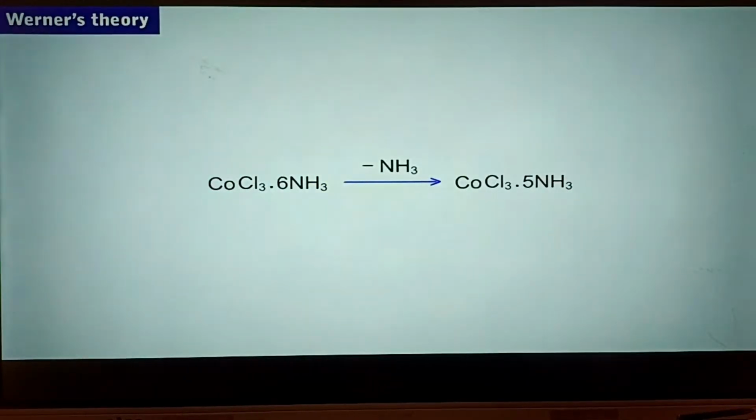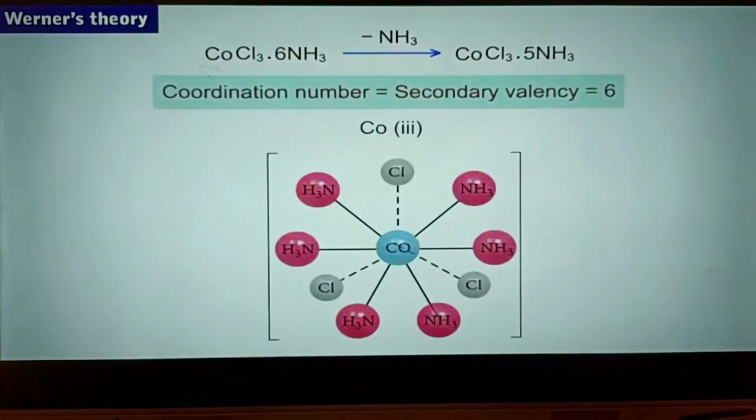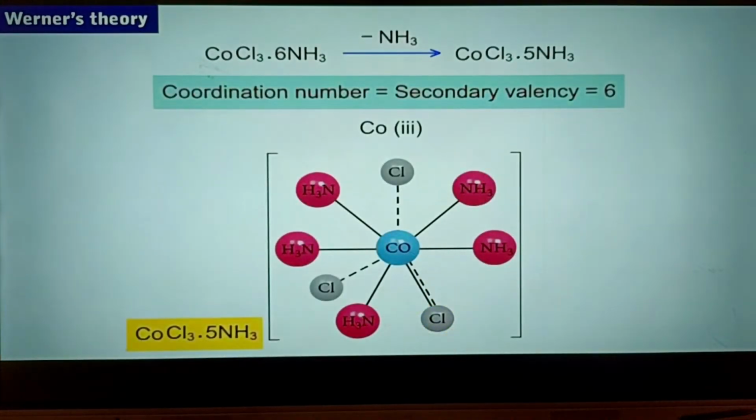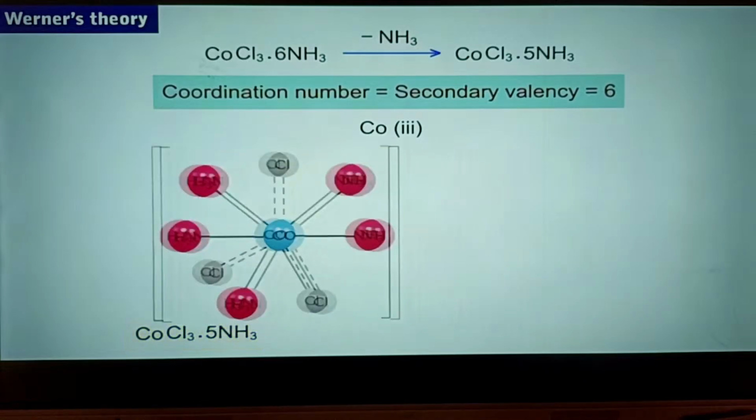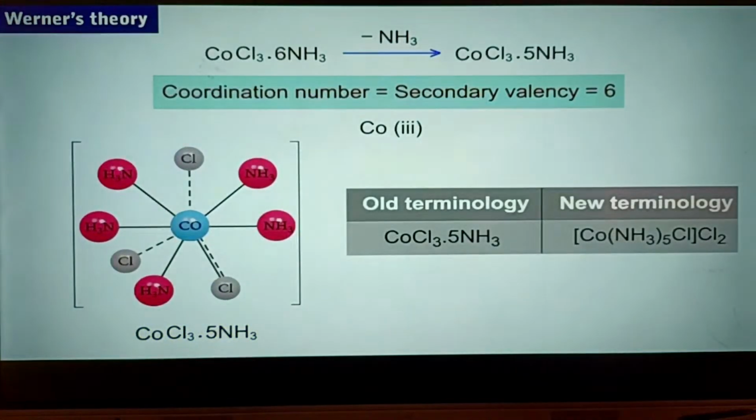Werner deduced that the loss of one ammonia molecule from CoCl3·6NH3 should give CoCl3·5NH3. This complex has only 5 ammonia molecules. Therefore, to satisfy the coordination number of 6 of cobalt, one chloride ion exhibits dual behavior. That is, it satisfies the primary as well as the secondary valency of cobalt. In modern terms, the complex can be written as [Co(NH3)5Cl]Cl2.